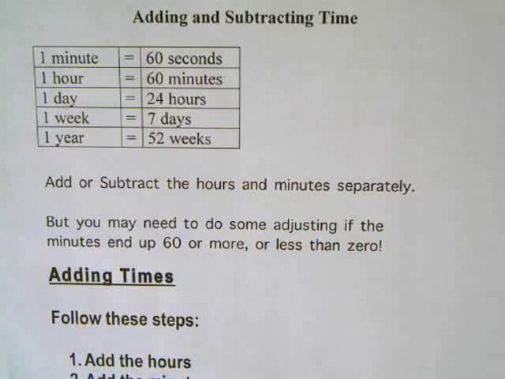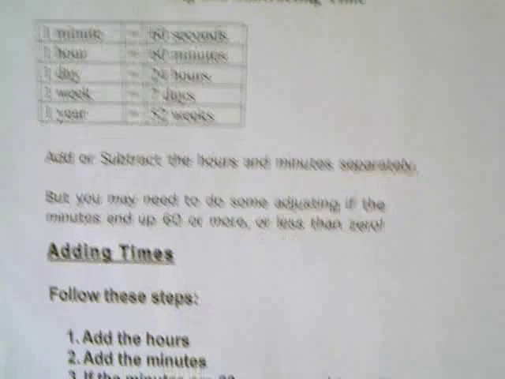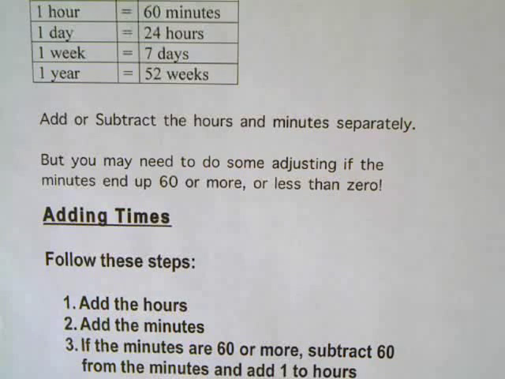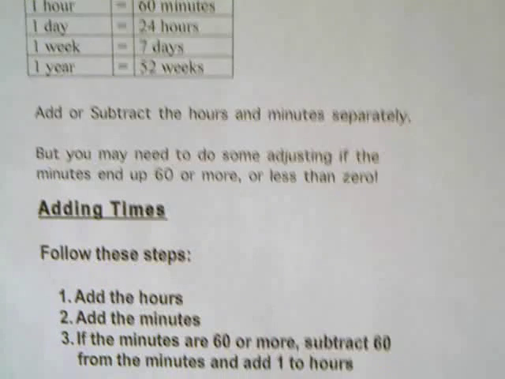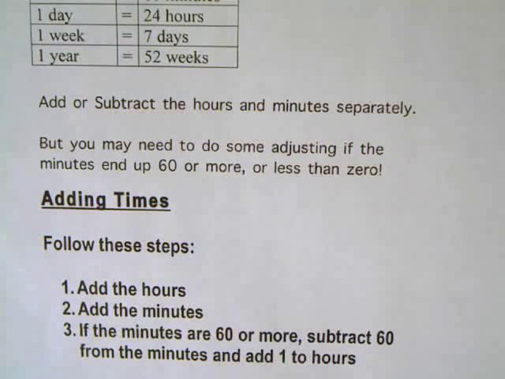When we add or subtract time, we do just like we do when we add or subtract feet and inches: separate them to add and subtract. At the end, you may have to do some adjusting to make sure you have it in a simplified format. So here's adding times. Add the hours, add the minutes. If there's more than 60 minutes, subtract 60 from the minutes and add 1 hour, and that gives you your simplified format. Confusing? No. Remember, add the hours, add the minutes. You can't have more than 60 minutes. If you have more than 60 minutes, you have to make it an hour.